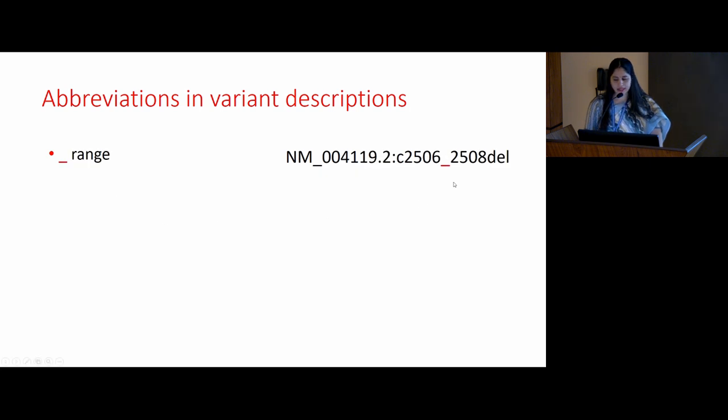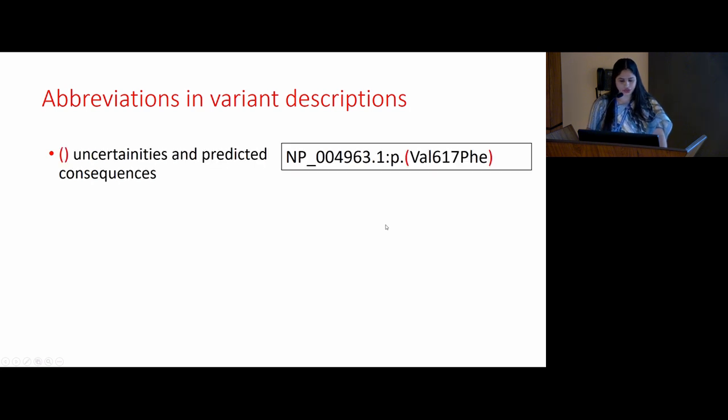Now the underscore sign represents a range. We will have proper examples of that. So here we can say that at the coding region, I'm missing a dot here, sorry, 2506 to 2508, a deletion has happened, is what is shown.